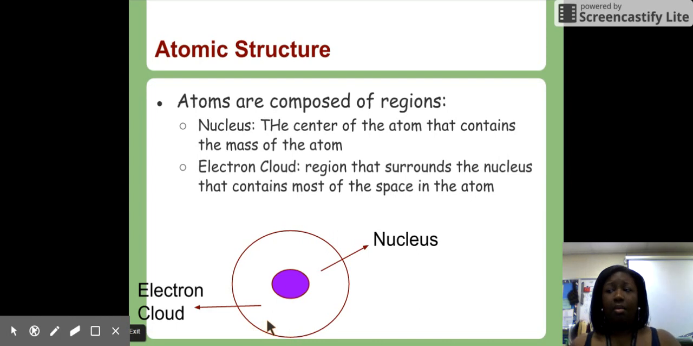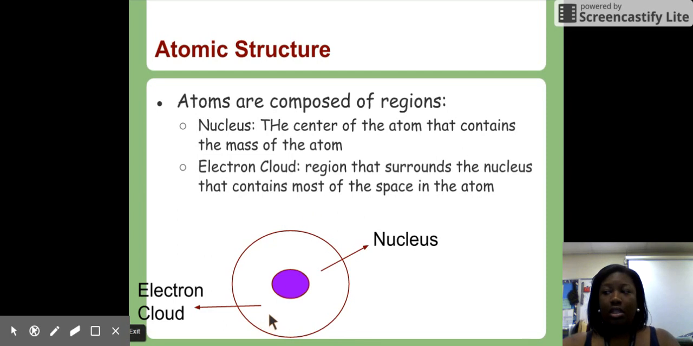The nucleus contains the mass of an atom. I want you to think of the nucleus just like a cell that we talked about last year. The nucleus is the region right here in the center, and this has less space, less mass. We want to put it in those terms. The electron cloud right here surrounds the nucleus. That is a big thing. Make sure that you draw this basically to scale, so you can remember that the electron cloud is the region that surrounds the nucleus.